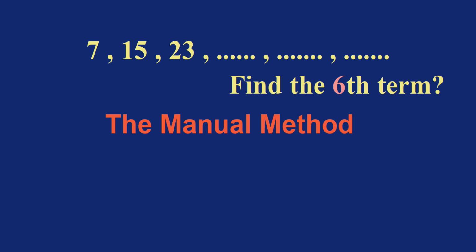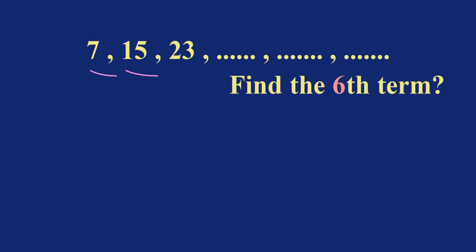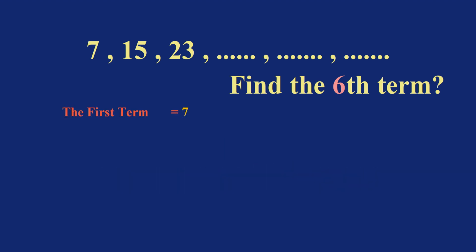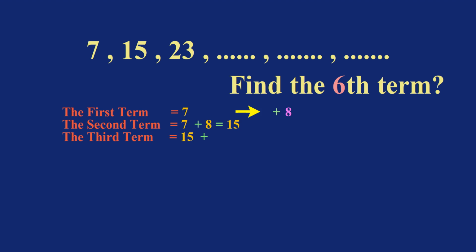Look at the problem. Since each term increases by 8 from the previous one, this 8 is called the common difference. The first term in the arithmetic sequence is equal to 7, and we can get the second term by adding 8 to the first term. So the second term is equal to 7 plus 8, which equals 15. And we can get the third term by adding 8 to the second term, 15 plus 8, which equals 23.